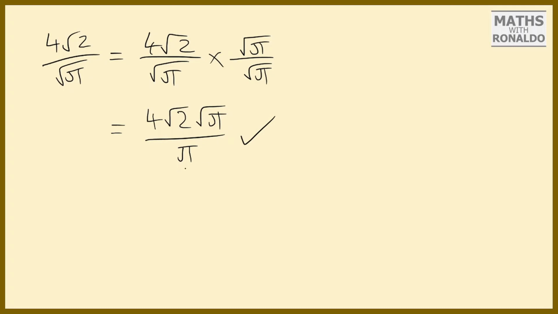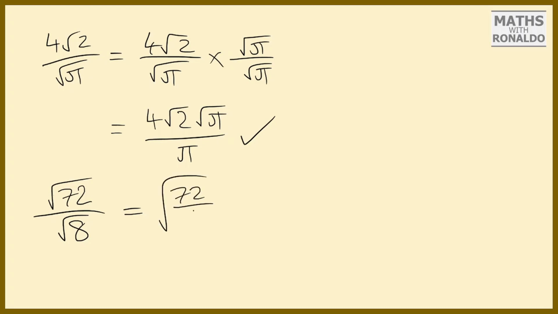Now, generally speaking, you wouldn't really want pi on the bottom. You'd want a nice integer, but sometimes that is the case. If we looked at a different expression, the root of 72 over the root of 8, well, we know that the root of 72 over the root of 8 is the same as root 72 over 8. That's the same as root 9, and that is the same as plus or minus 3.